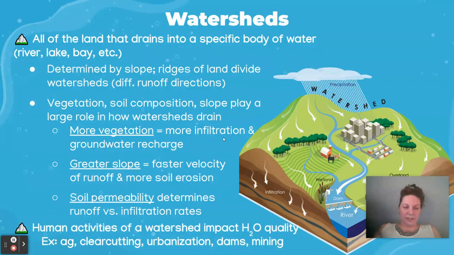And obviously, human activities, we've focused on those a lot in this class. So, human activities are going to impact the quality of the water that's making it into the body of water from the watershed. So, things like agriculture, clear cutting, urbanization, dams, mining, those are all going to impact the quality of the water. Okay, so as water's running from cities, more trash, more pollutants might be picked up. If it's running from farms, we might see fertilizers being picked up. So, what this water has to work through before it gets to the body of water is going to determine the quality of the water.